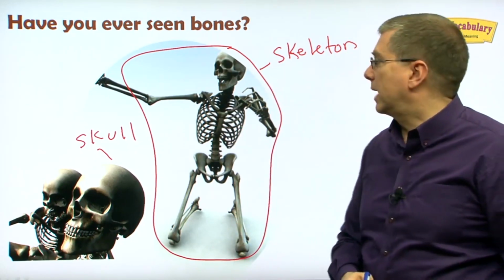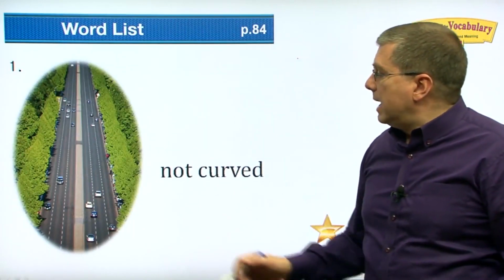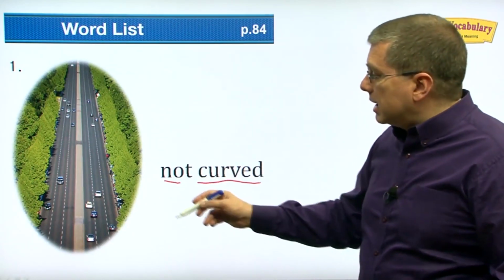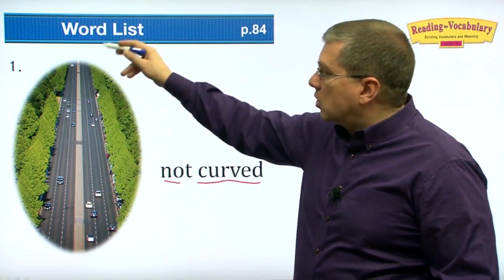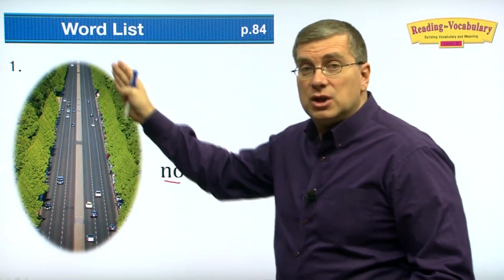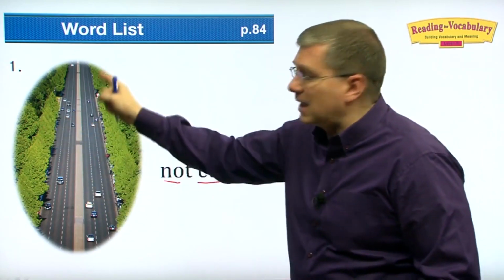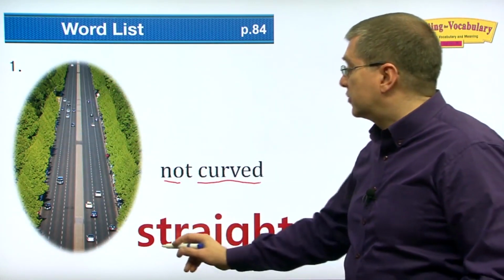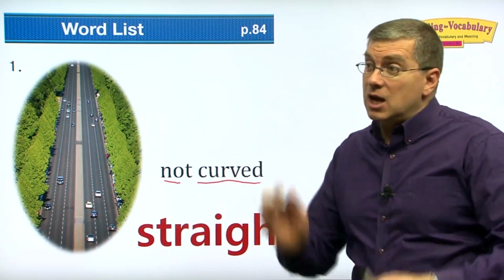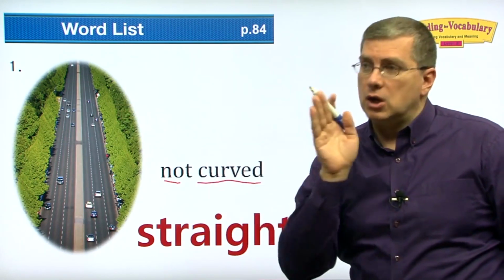The skeleton. Okay. Let's move on with our words. Here we have our first word, and the definition is not curved. Think about if you're in a car or on a bus going along a road, and the road is not curved. You keep going in the same direction for a long way. In that case, we can say the road is straight. Many people, when they give directions, say, go straight ahead. Don't turn, go straight.